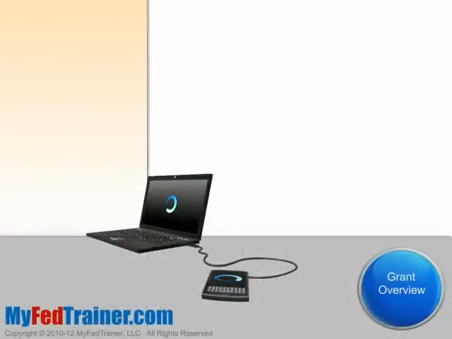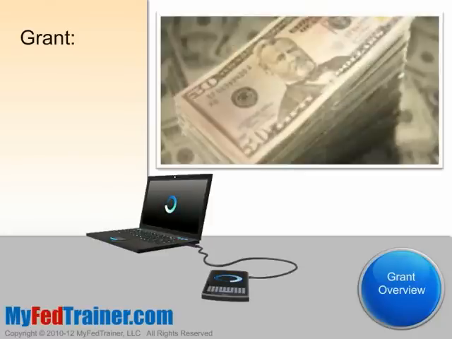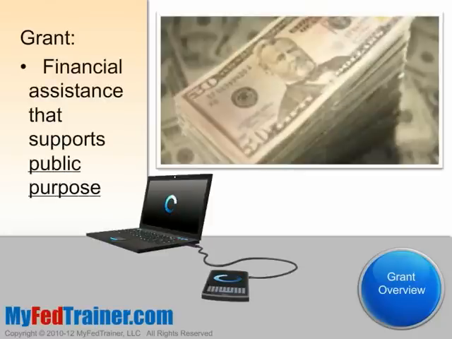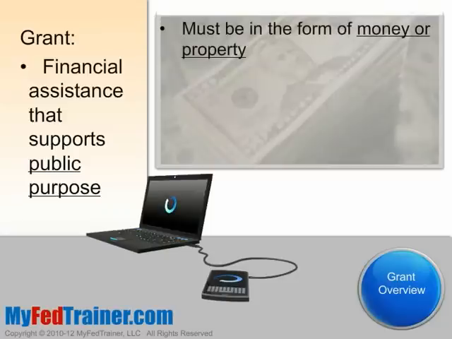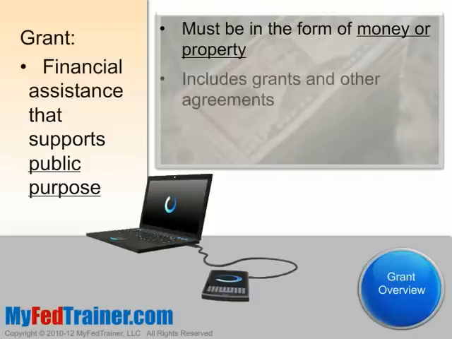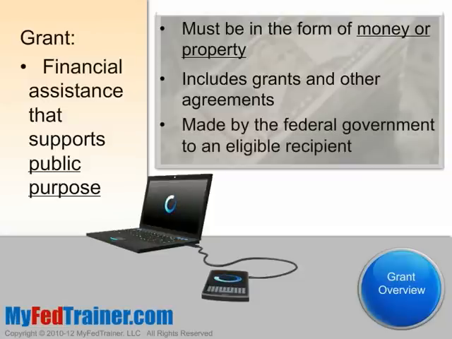Let's start our overview of the grant process by looking at the term grant. A grant is a form of financial assistance that supports a public purpose. A grant must be in the form of money or property in lieu of money. The term grant can be used to describe both grants and other types of agreements, such as cooperative agreements. Grants are made by the federal government to an eligible recipient.